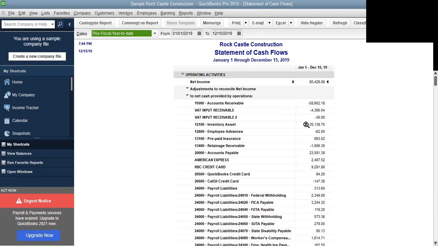The income statement is revenue minus cost of goods sold, or if you are in a service business, cost of service sold, equals gross profit. Gross profit minus expenses equals net profit or loss. Always remember that. You get a net loss if your gross profit is less than expenses.